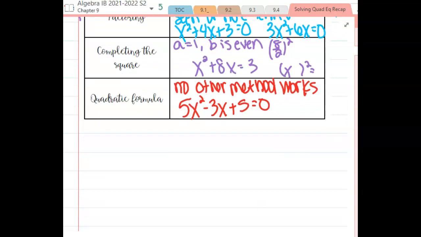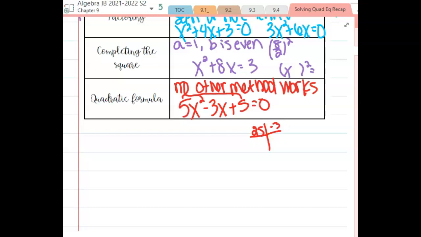Not a big deal, but if you think about using the airplane method, you would take 5 times 5, which is 25. Your propeller would be negative 3. There are no factors of 25 that add to negative 3. You would not be able to factor that one. Okay, so I can't do factoring.